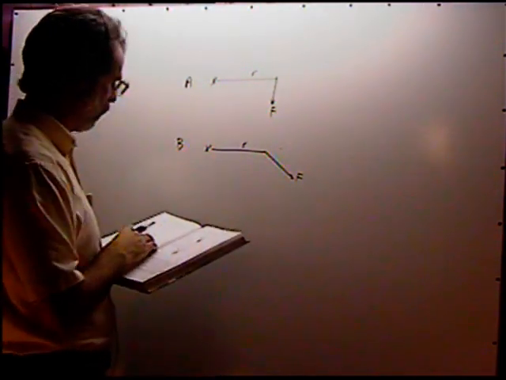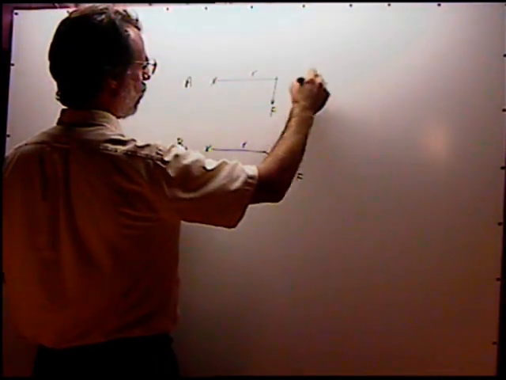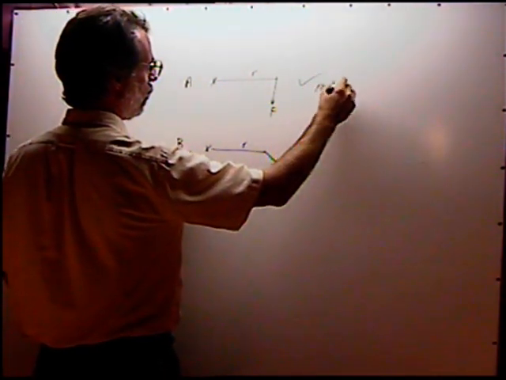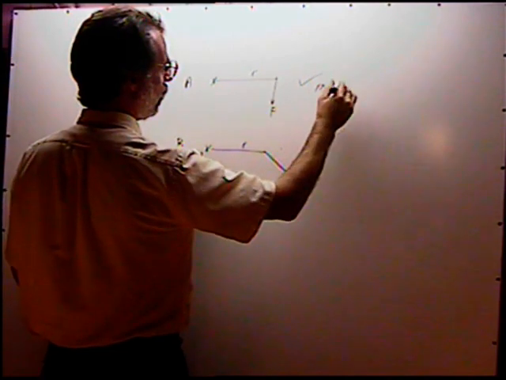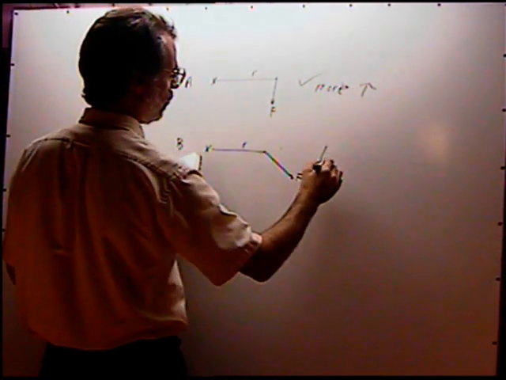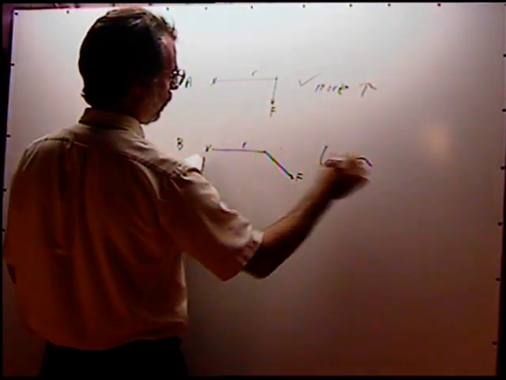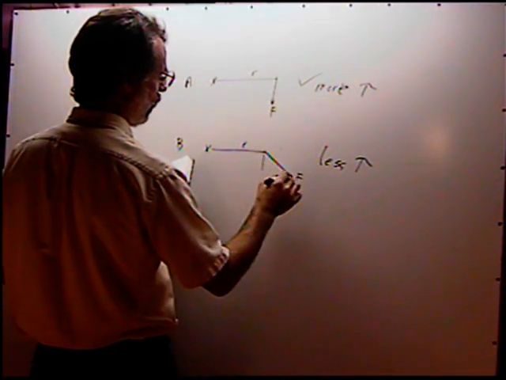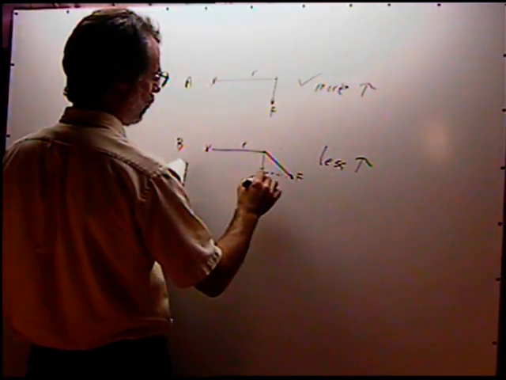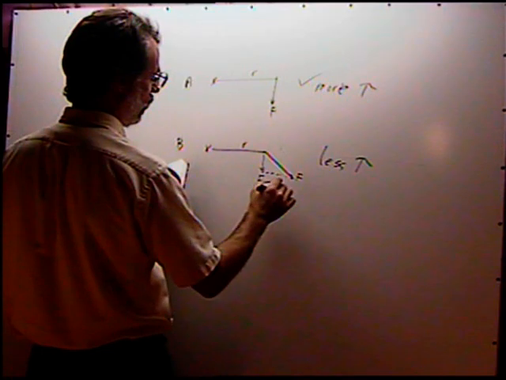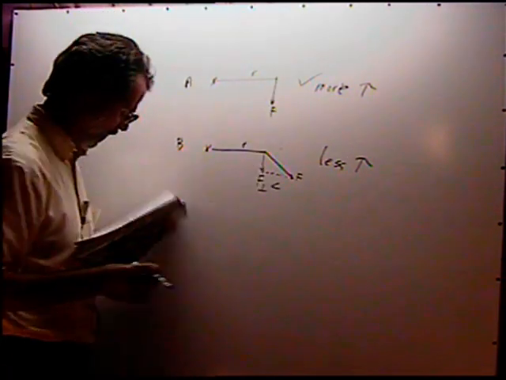Which supplies more torque? This supplies more torque. This supplies less torque because, if you look at the perpendicular here, this perpendicular is less than this one.